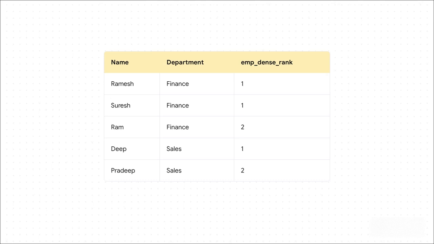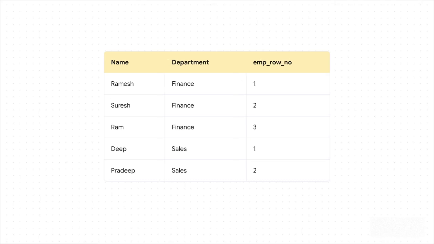Now, contrast that with dense rank. Same setup, same tie for first place. Ramesh and Suresh are both rank 1. But look at Ram now. He's rank 2. Dense rank is dense. It doesn't leave any gaps in the numbers. This is really useful when you just want a straight sequential ranking.